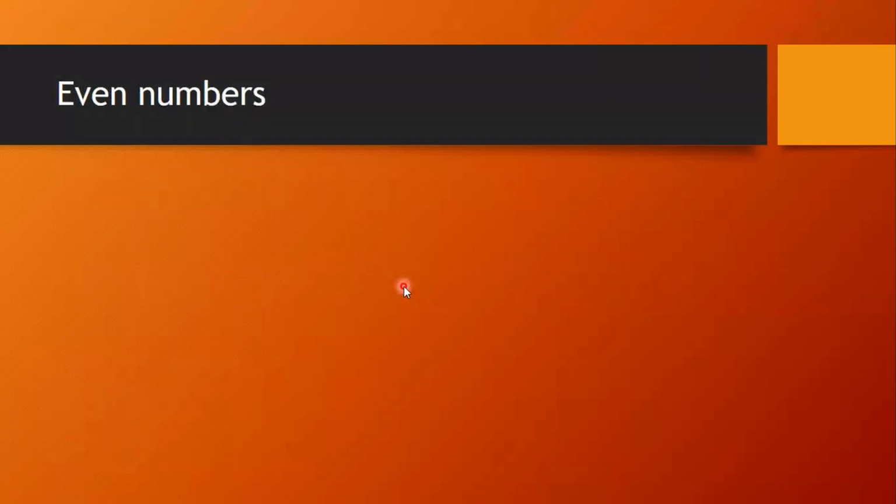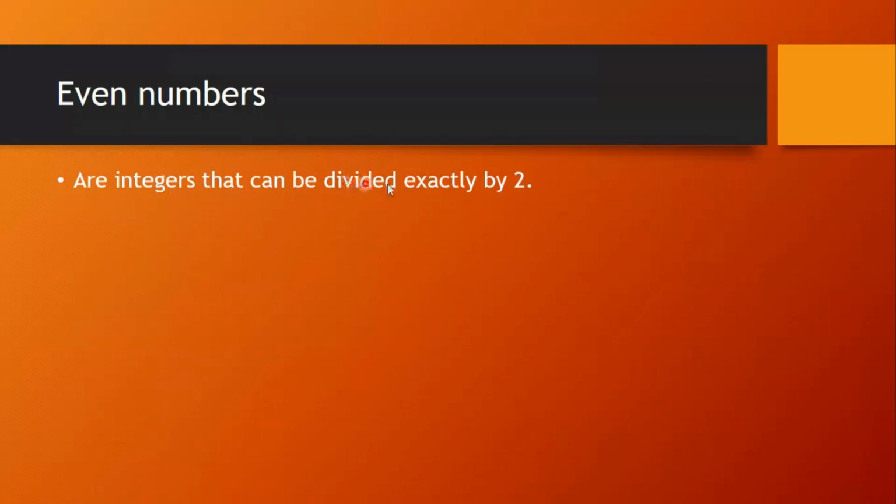Now let's take a look at even numbers. Even numbers are those integers that can be divided exactly by 2. So for example, 2, 4, 6, 8, 10, 12, 14, 16, 18, 20, and so on. These numbers can be divided exactly by 2, and so they are called even numbers. Notice that 2 divided by 2 is 1, 4 divided by 2 is 2, 6 divided by 2 is 3, and so on. So they can be divided exactly by 2.